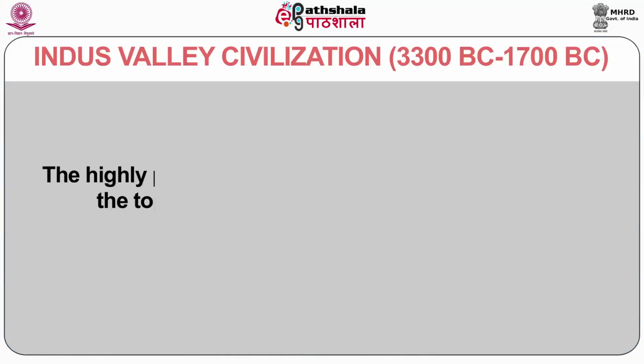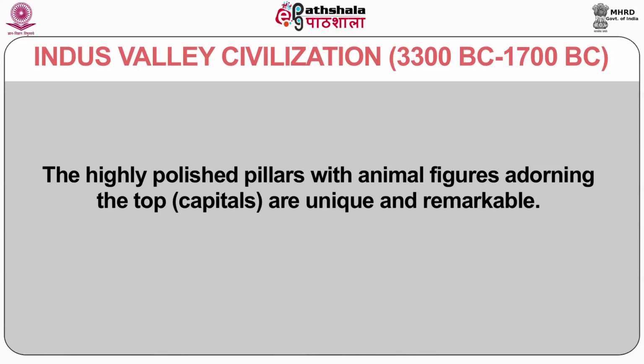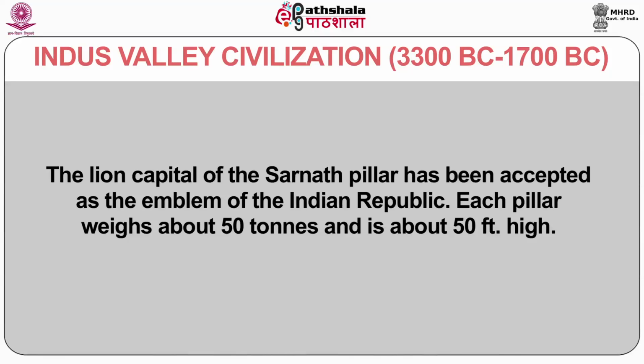An important phase of Indian architecture began with the Mauryan period. The Mauryan palace was a large building carved out of wood. Mauryan art and architecture depicted the influence of Persians and Greeks during the reign of Ashoka. Many monolithic stone pillars were erected on which teachings of Dharma were inscribed. The highly polished pillars had animal figures adorning the top, unique and remarkable. The lion capital of the Sarnath pillar has been accepted as the emblem of the Indian Republic. Each pillar weighs about 50 tons and is about 50 feet in height.